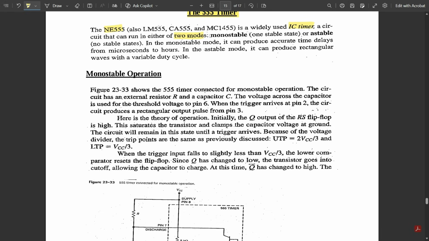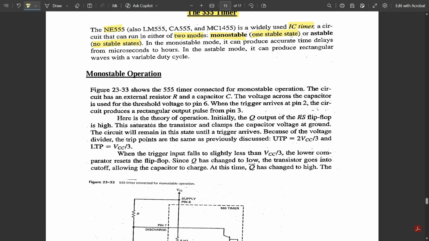One is called monostable operation. Monostable means, as the word itself suggests, mono, so it is a one stable state. It is a single stable state. And another one is astable operation. Astable means there are no stable states. The complete circuit is unstable at all the pins.